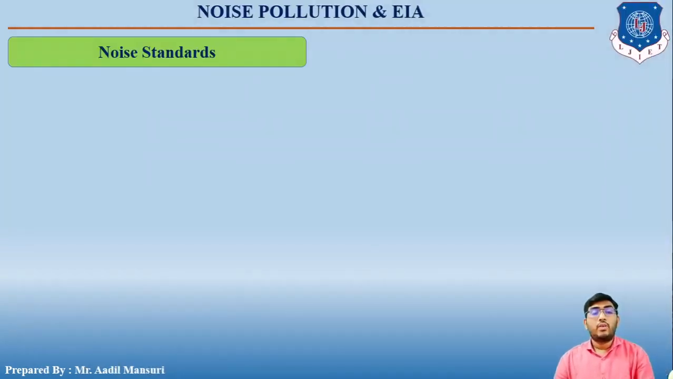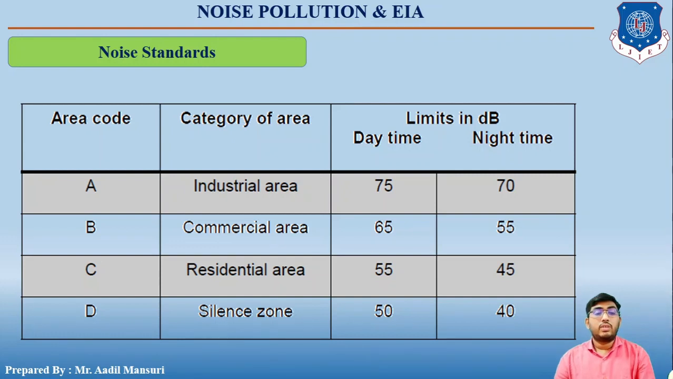So what are the different noise standards? It is based on the area codes and category of area, and limits in decibels for day and night time are given. Area code A is industrial area, where the daytime limit is 75 and night time is 70. Daytime is from 6 in the morning till 9 at night, and night time is from 9 p.m. till 6 a.m. in the morning, right? Then area code B is for commercial area.